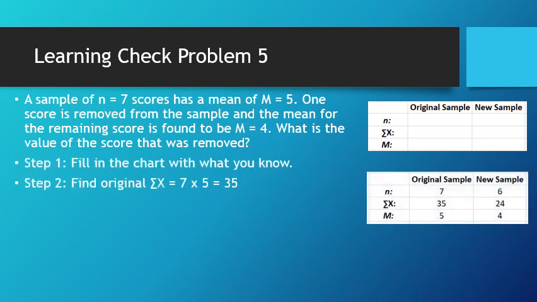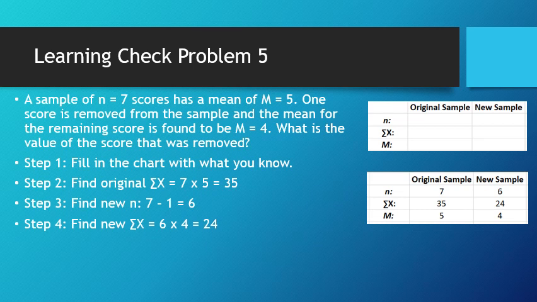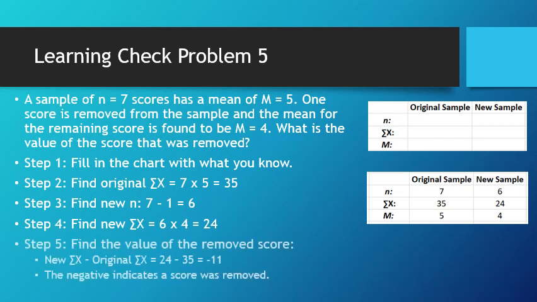The next thing you can find is the original summation of x, because you know the original n, you know the original M. So summation of x is n times M, which would give you 35, so fill that in on your chart. The next thing we can find is n for the new sample. Well, we know that n was 7, but a score was removed, so now n is 7 minus 1, or 6. So now you know for the new sample, you know n and you know M. You can find the new summation of x, which is n times M for the new sample. So 6 times 4 would give you 24. So your chart should now be complete.